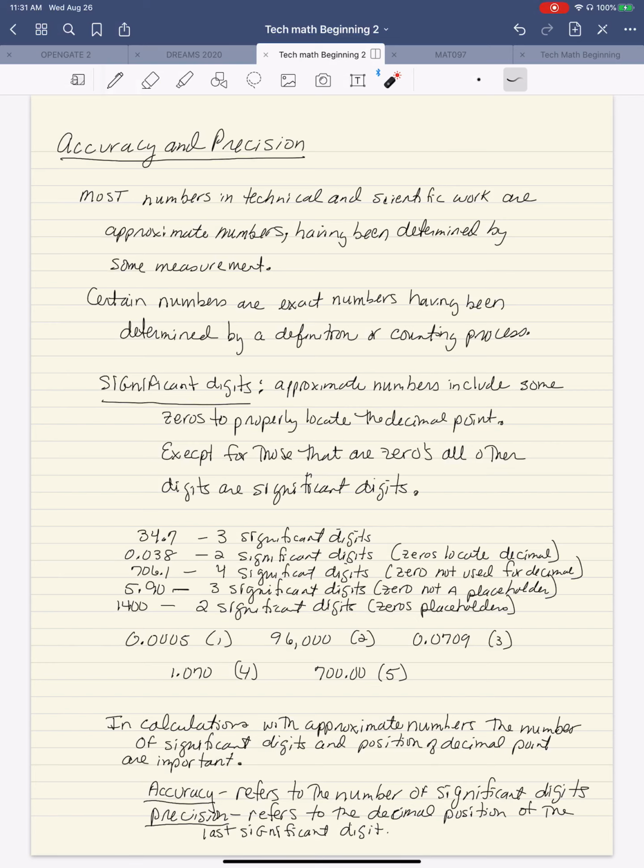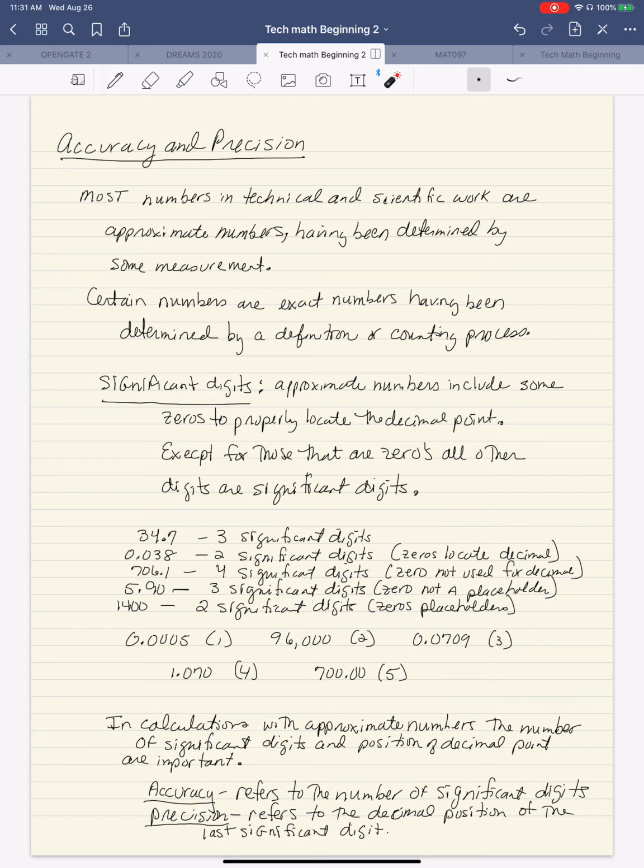Accuracy and precision. Most numbers in technical and scientific work are approximate numbers having been determined by some measurement. Certain numbers are exact numbers having been determined by a definition or accounting process. Approximate numbers include some zeros to properly locate the decimal point. Except for those that are zeros, all other digits are significant digits.